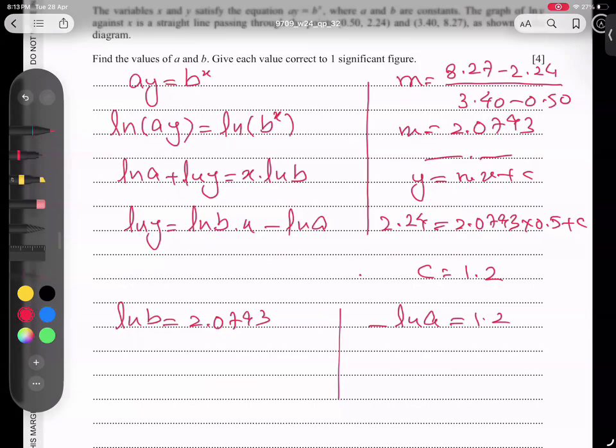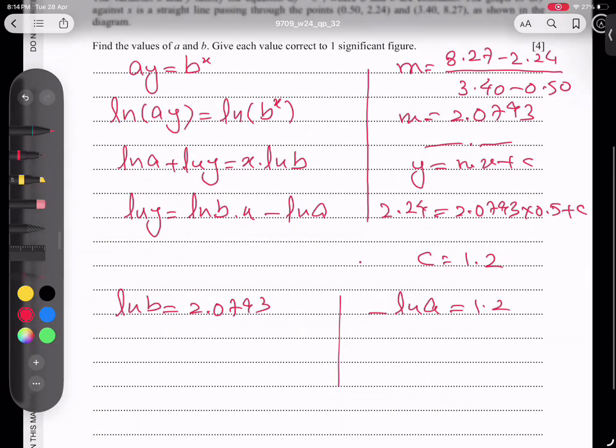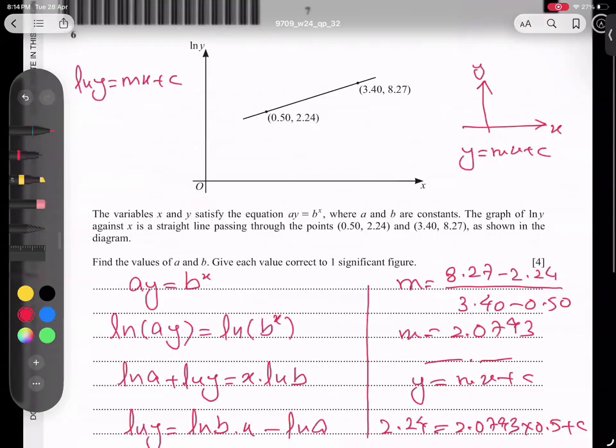Okay, now, students, how to get the value? Just 1 minute, please. Once again, I check it. 2.24 minus 2.0793 into 0.5. I think this point is clear. Okay, and check the gradient once again, because one mistake can create a problem. 8.27 minus 2.24 divided by 3.4 minus 0.5. Just confirming. Yeah, correct.